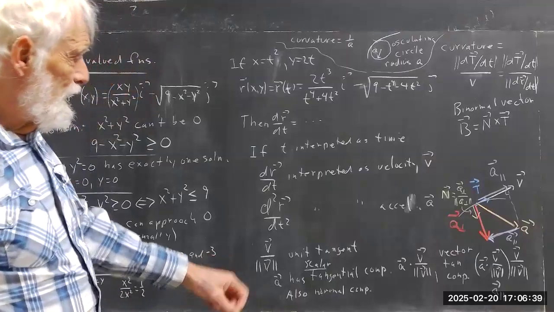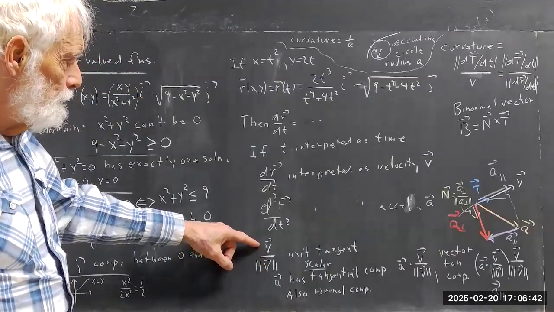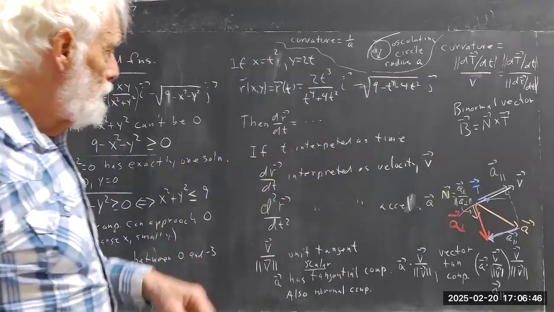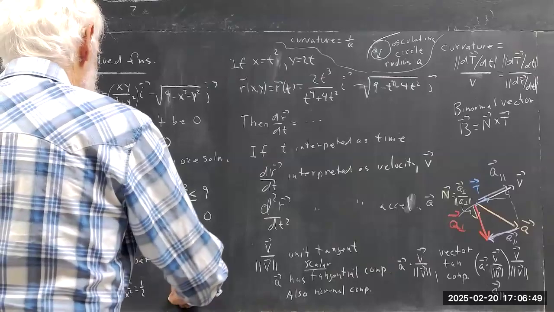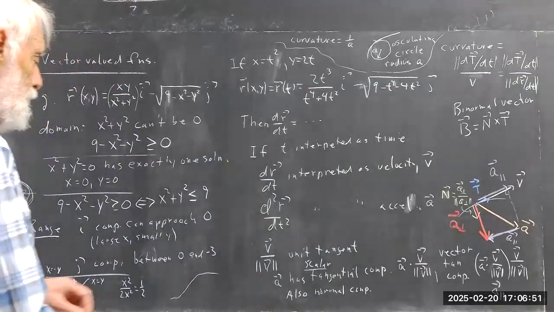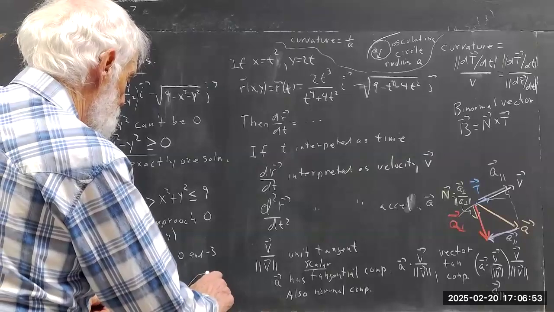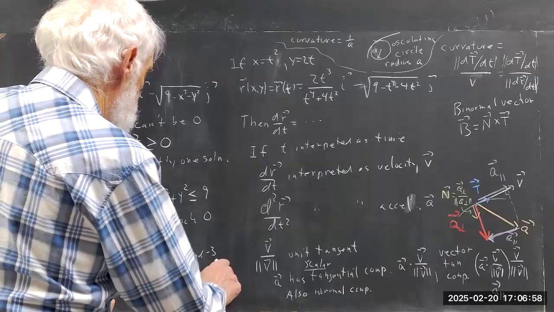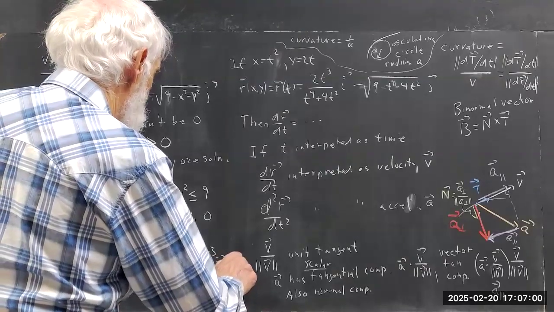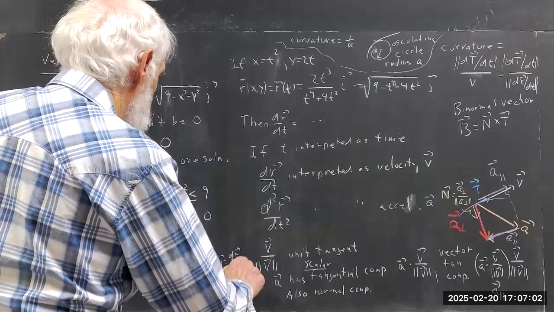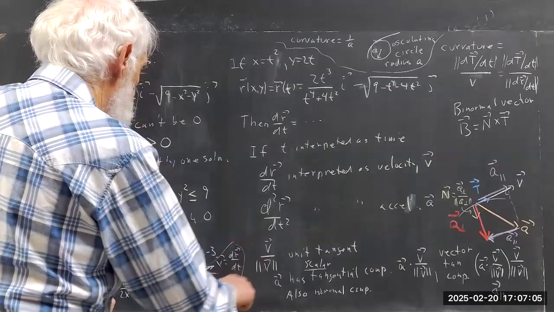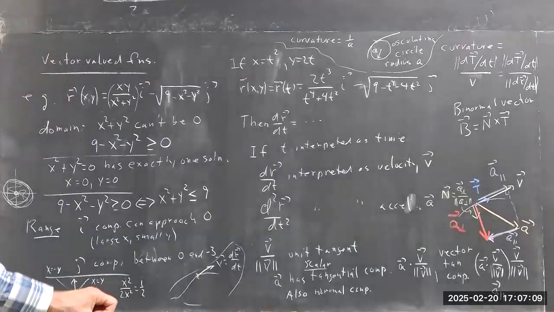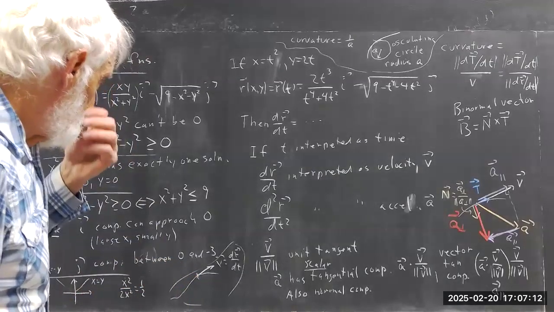Okay, so the vector v is tangent to our path. So if our path is like this, now it's kind of wavy there, but let's just take a point like right here. There's our dr/dt at this particular instant.